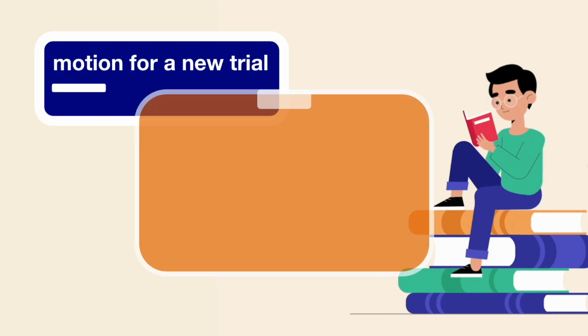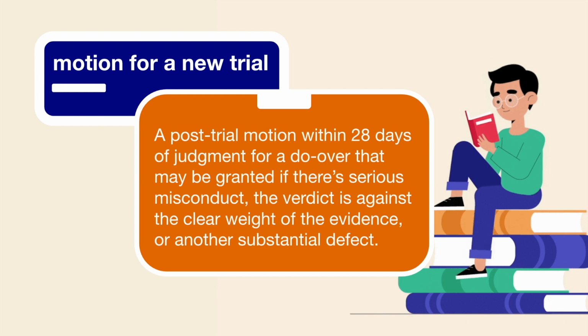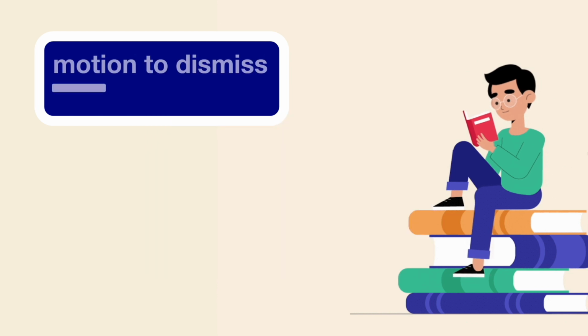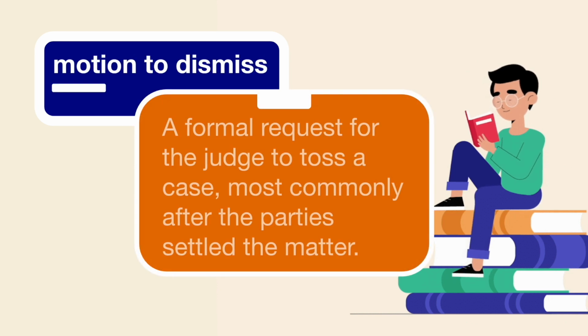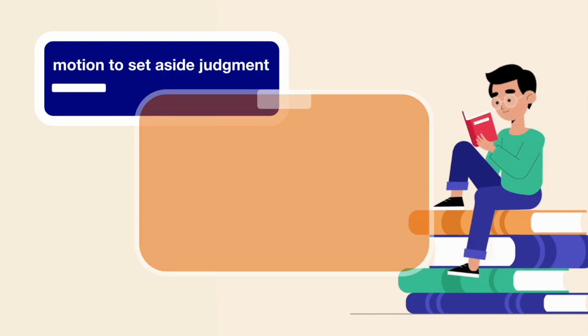Motion for a new trial. A post-trial motion within 28 days of judgment for a do-over that may be granted if there's serious misconduct, the verdict is against the clear weight of the evidence, or another substantial defect. Motion to dismiss. A formal request for the judge to toss a case, most commonly after the parties settled the matter.